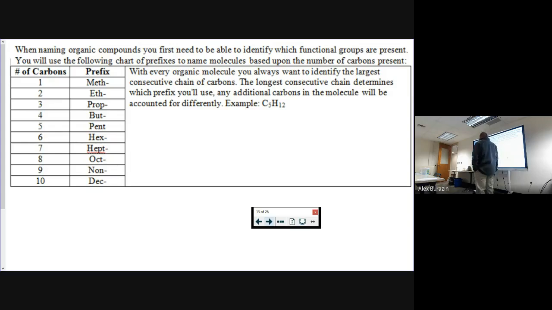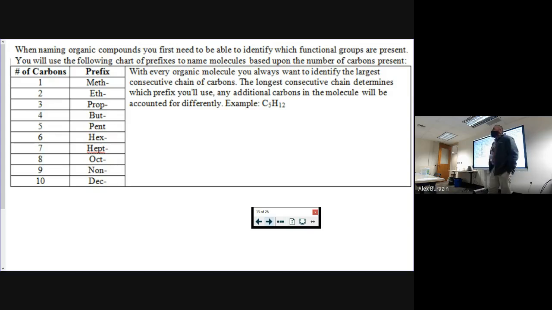Yeah, that is good. 2 carbons is eth, 3 is prop, 4 is but, 5 pent, 6 hex, 7 hept, 8 oct, 9 non, and dec. The second half of them is like normal. The first half is weird. Yeah, that's the norm. These are the organic prefixes. That just is what it is.